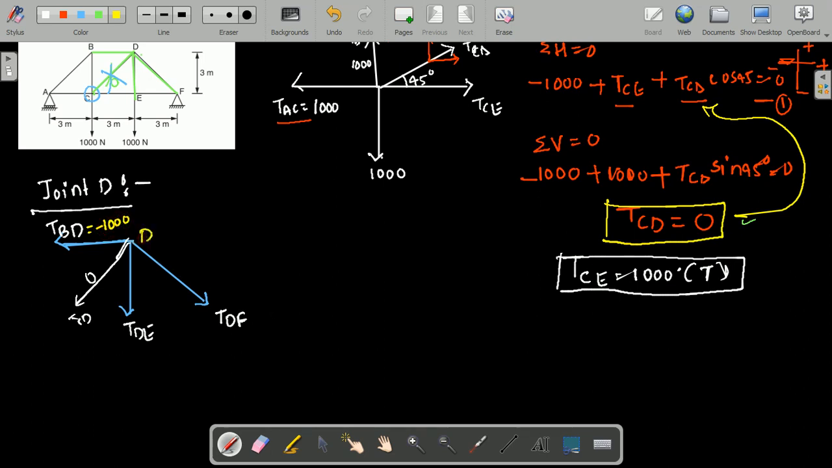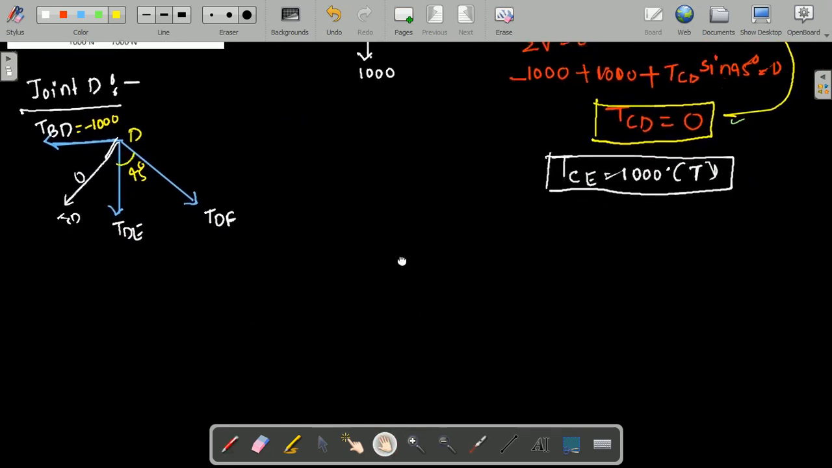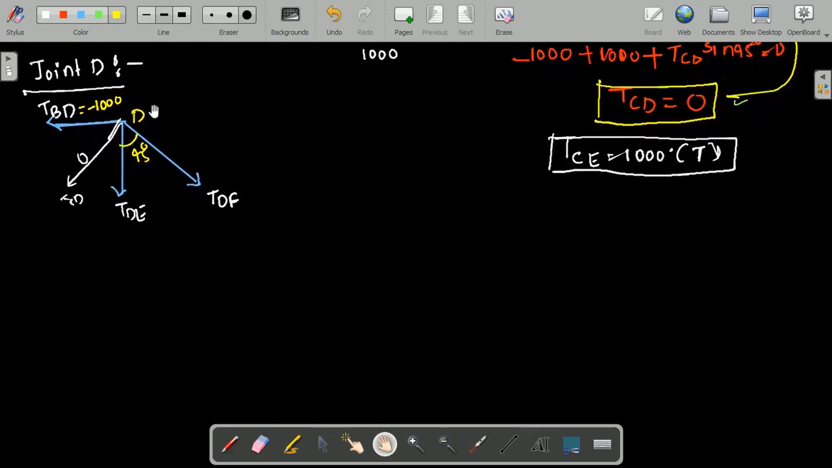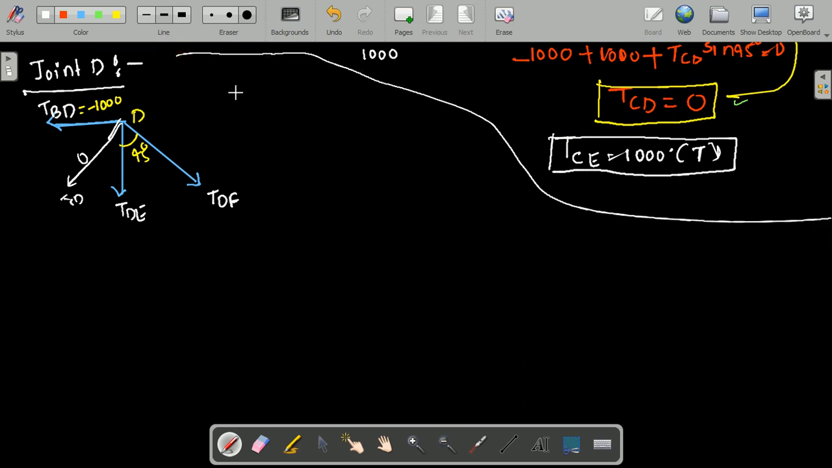This is point D, this is 45 degrees because I have already calculated the inclination. So now I am going to apply the equilibrium condition. What is the equilibrium condition? Summation of horizontal force is 0, summation of vertical force is 0. Just applying that, summation of horizontal force is equal to 0.